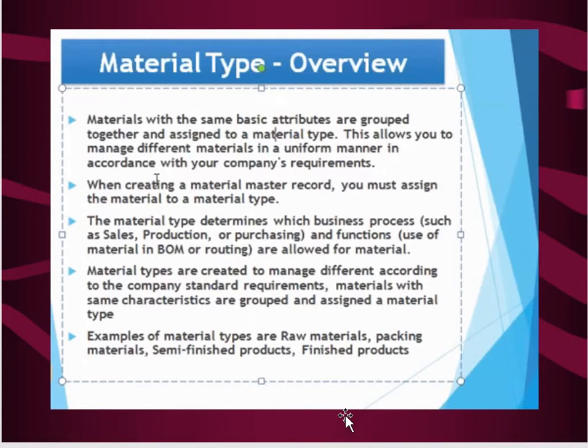I'll show you in our live SAP system, so that you'll have more understanding of what material type I'm talking about. Material type determines which business process, such as sales, production, or purchasing, and which function, such as use of the material in a BOM or routing, are allowed for materials. Material types are created to manage different requirements according to the company standard. Materials with the same characteristics are grouped and assigned a material type. Examples of material types are raw materials, packing materials, semi-finished products, or finished products.